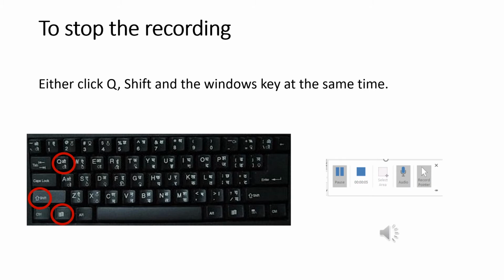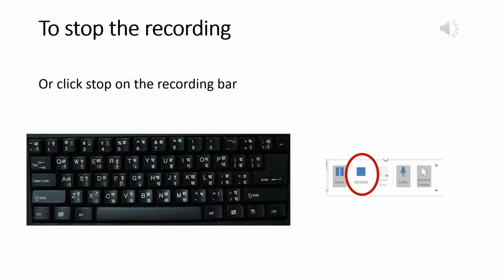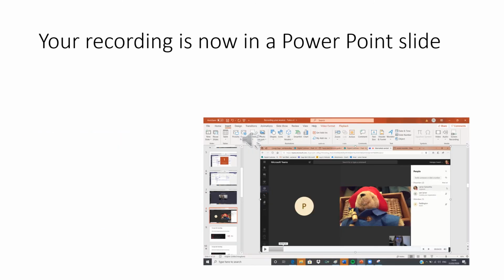Once you have finished teaching and closed your MS Teams session, you can stop the recording, either by clicking on Q, Shift and the Windows key at the same time, or by clicking on the Stop button on the recording bar. This is often hidden, so the shortcut using the keyboard is the easiest way. Your recording is now in a PowerPoint slide.